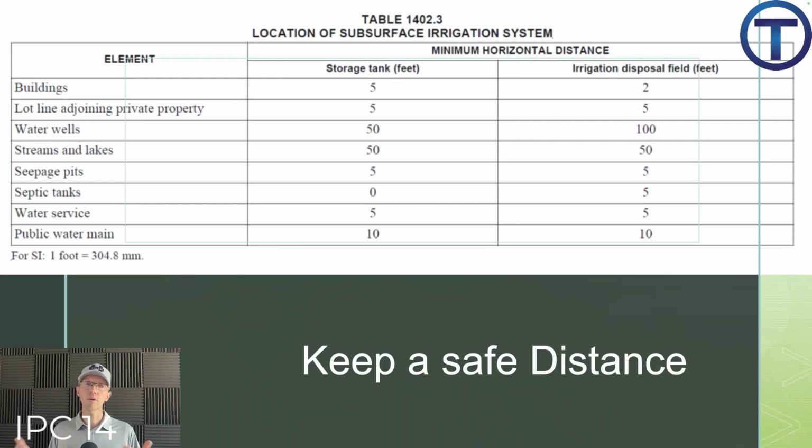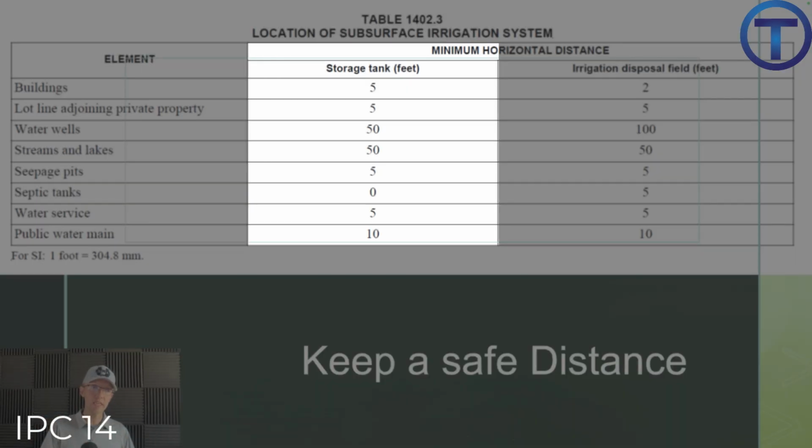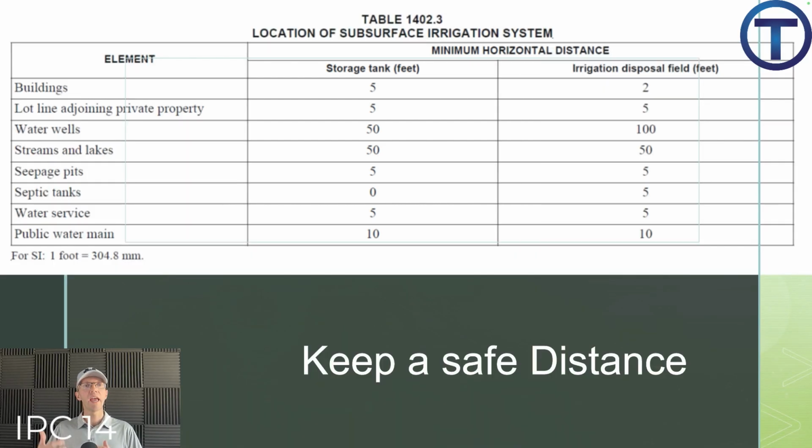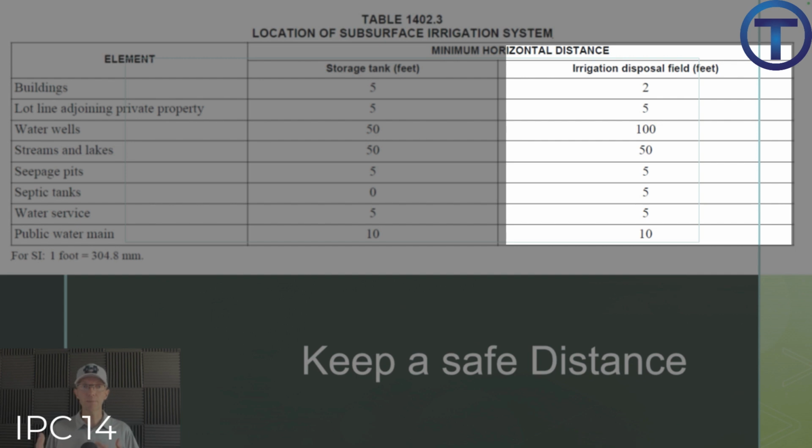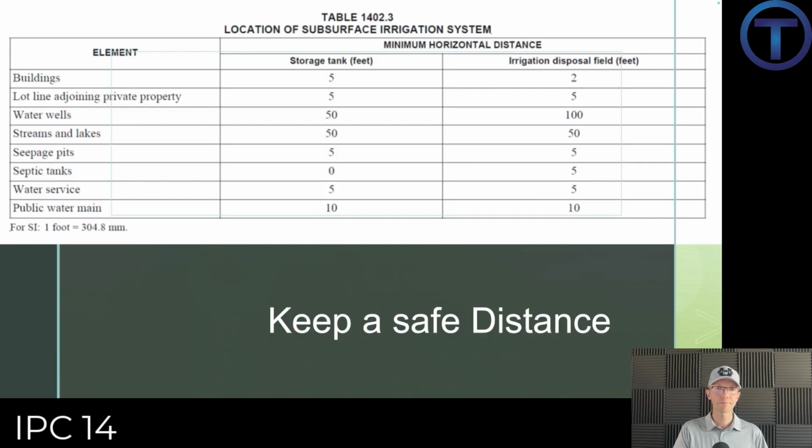And then you have minimum horizontal distances. If you're going to have a storage tank, they need to be a certain distance from those elements. And if you're going to have your irrigation disposal field, that's where you're just going to pipe it out and let the water seep into the ground, those have to be a certain distance from those elements as well. Now, this is very similar to the drainage field that you'll see on the back end of a septic system. And it's basically the same idea, right? Septic's less about water my plants in my yard and more about just get that water into the ground.